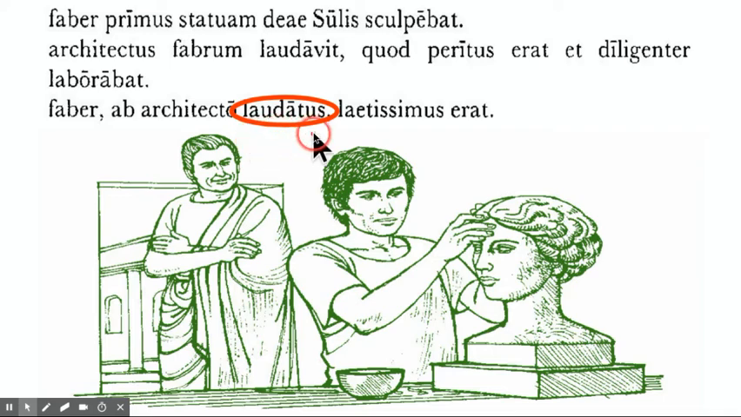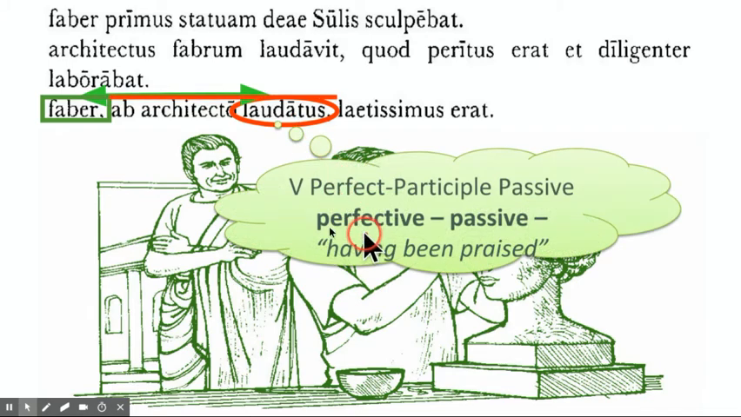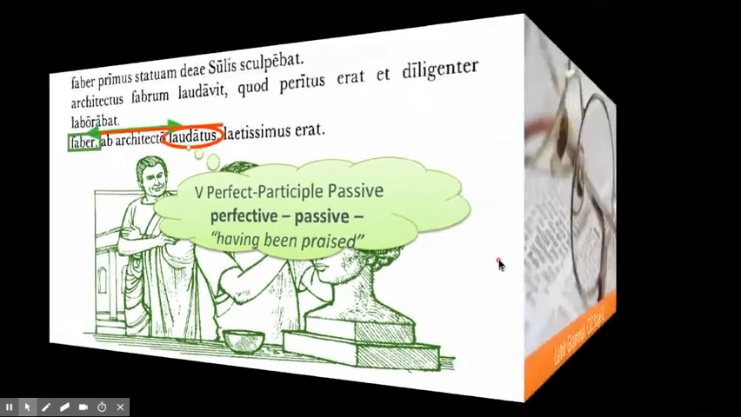Laudatus. Perfect participle, passive, nominative masculine singular, agreeing with faber. The craftsman having been praised. So when you analyze it, it's perfective aspect, having, no tense, passive voice, no mood, having been praised.